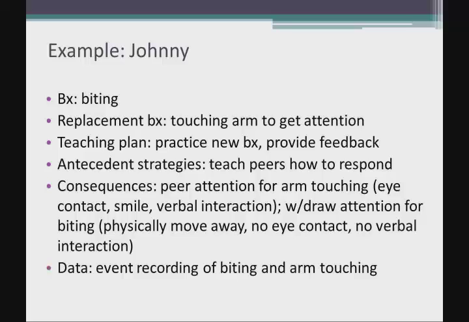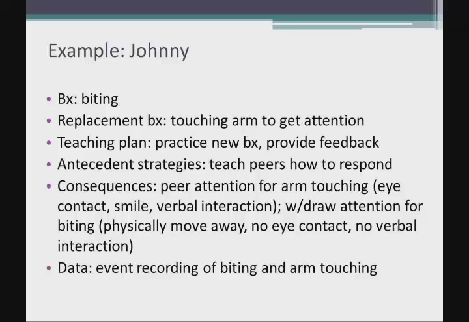This, obviously, since we're working with children, would require some teacher intervention. So you would want to be right there to manage this, to make sure that all attention was withdrawn from Johnny when he was doing the biting behavior. And that would be for a short time, and then we would come back together and let him try again. Again, with some prompts and support from the teacher to use that new, more appropriate behavior, and then to make sure that that more appropriate behavior is given reinforcement, meaning the peers give positive social attention for it.